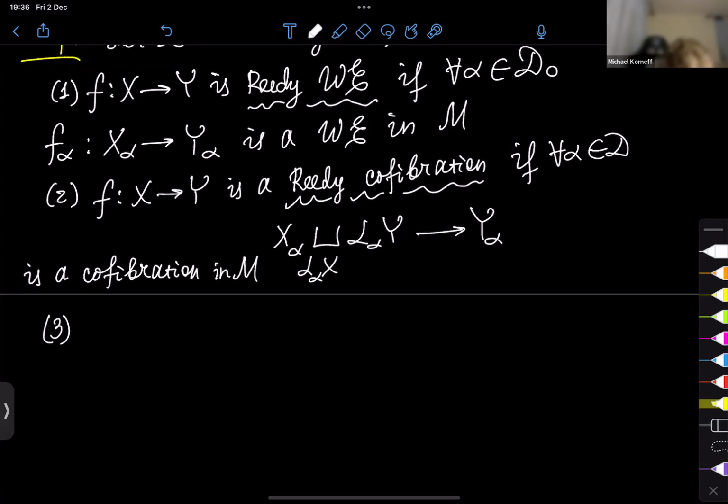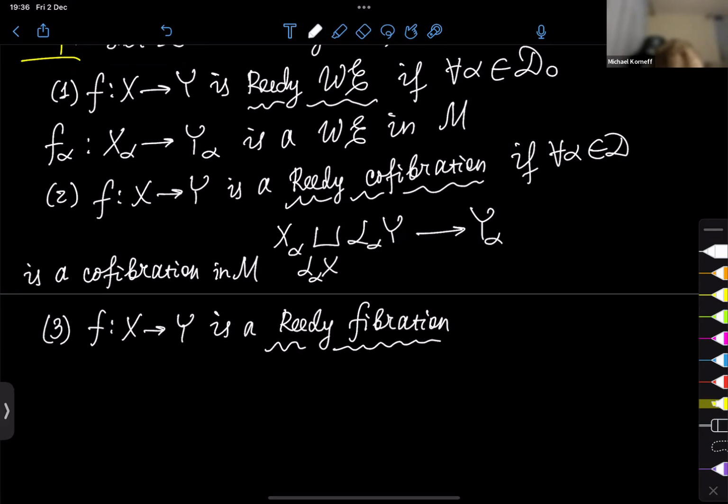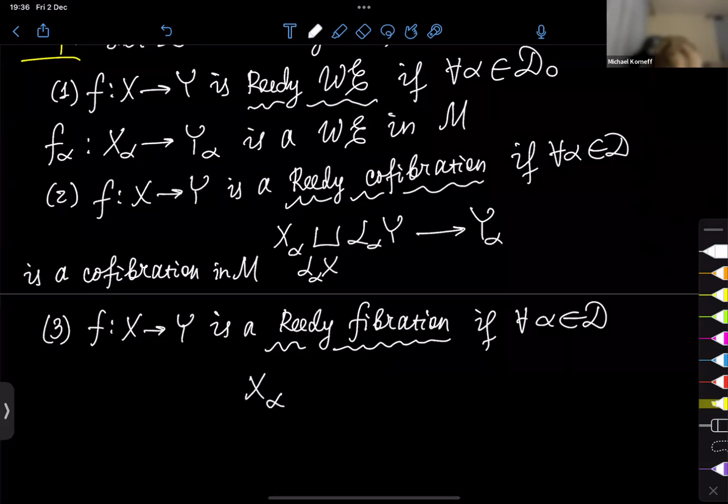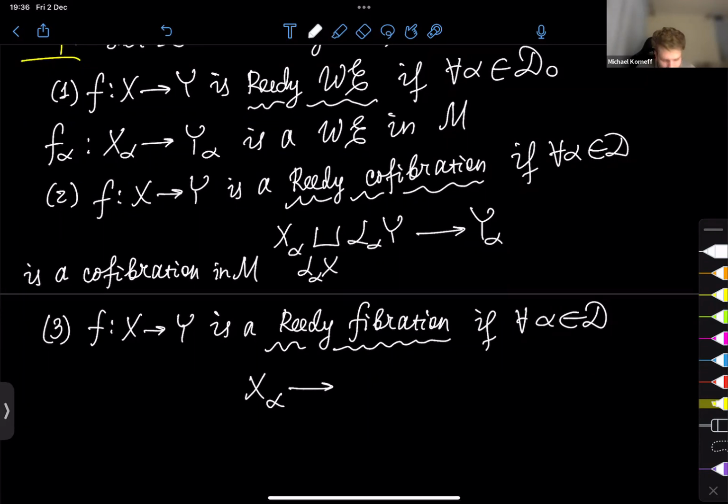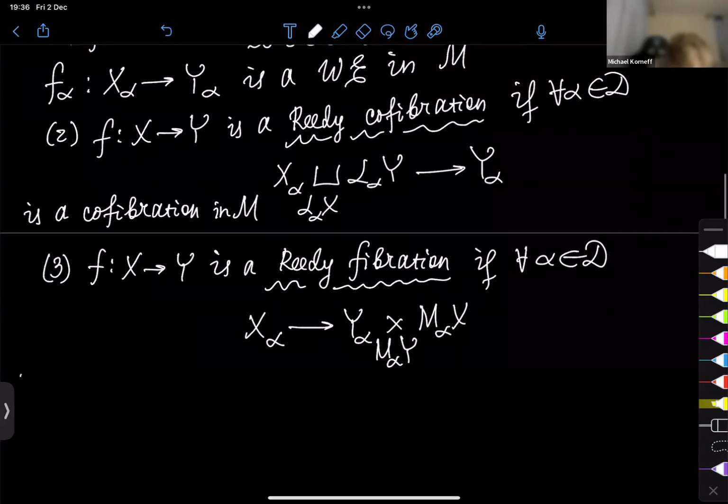Okay, and the last point, that F is a Reedy fibration if for any alpha the relative matching map, which you can find on the right side of the appropriate diagram in the Hirschhorn lemma, is a fibration.